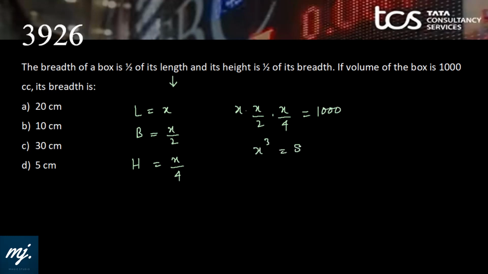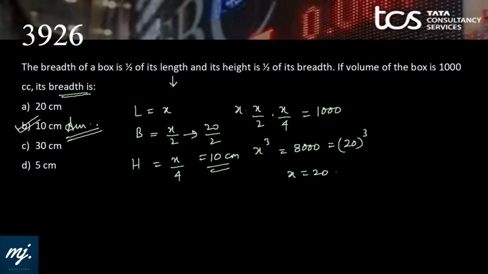That means x cube is 8000. So that is 8 is 2 into 2 into 2. That is 20 whole cube. X is equal to 20. What is the breadth? Breadth of the box is 20 by 2, that is 10. What is the unit? cc, that means centimeter. 10 centimeter, option B fits in.